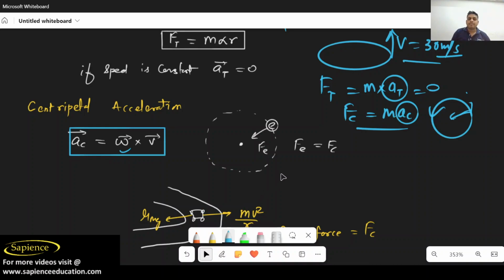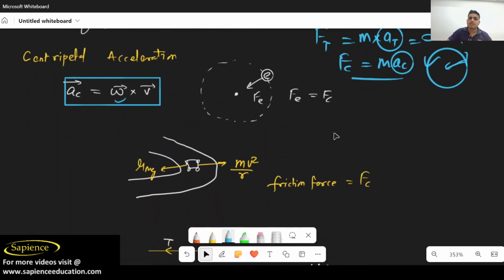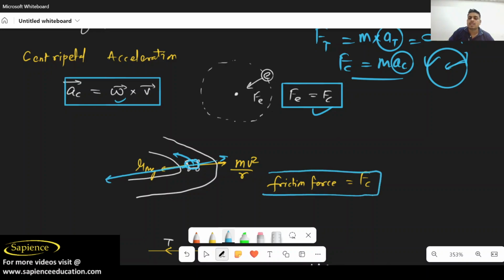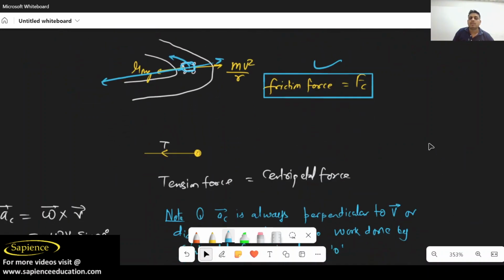Now I will give you some few examples. See here, the Coulomb force between electron and proton is known as centripetal force. Any force acting towards the center is known as centripetal force. A car is moving in circular motion, so it will try to move outside, so a friction force will act towards the center, and this friction force is known as centripetal force. I hope you have understood now.